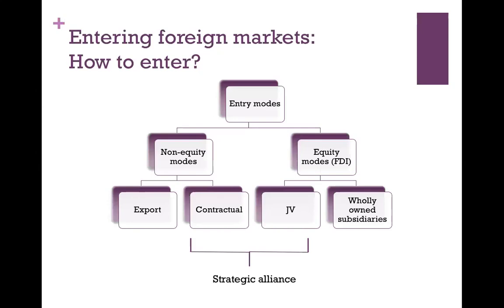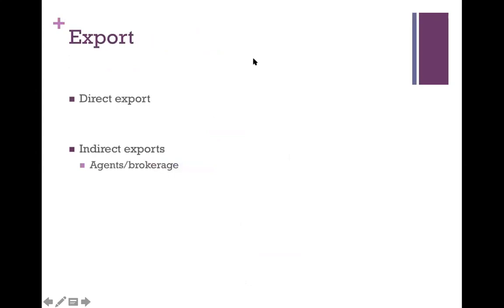So for you guys, please think about these two: the equity modes, either JV or wholly owned subsidiary company, for the second assessment. All right. Now let's look at them briefly.